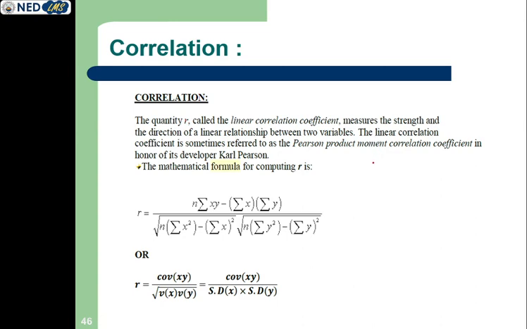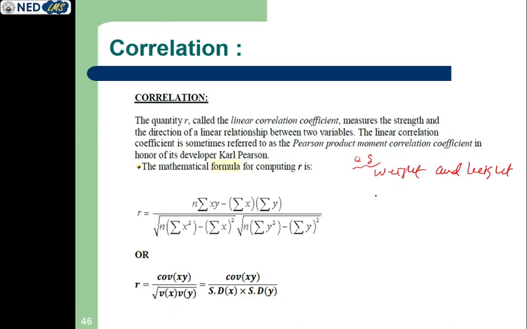For example, is there any relationship between weight and height? Weight is one variable and height is another variable. So students, in correlation coefficient there is no independent and dependent variable. There are two variables for which we are going to find whether there is a linear relationship or not. Is there any linear relationship between the two variables? This is what we call correlation coefficient.